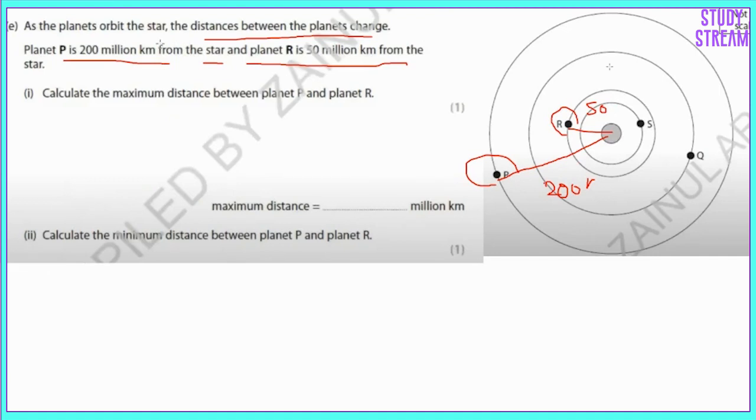Okay, the maximum distance between planet P and R. If you assume that the maximum distance is between the sun, sorry, the star is 250, then once they subtract these two distances, you get the distance between P and R. Yeah, I agree. 150 million, assuming that this is the maximum distance. Yeah. Now calculate the minimum distance between planet P and R.